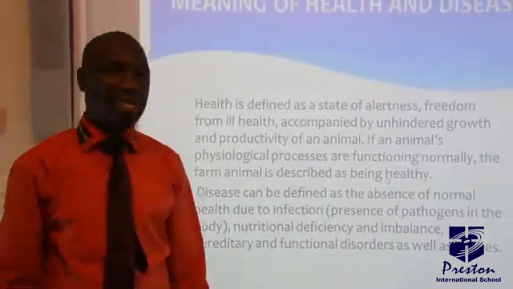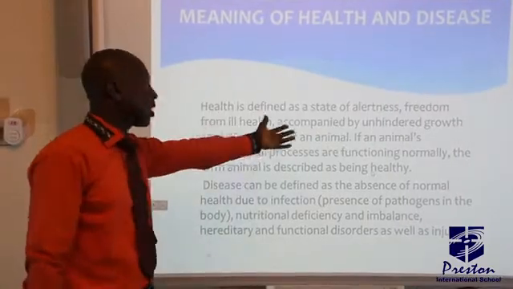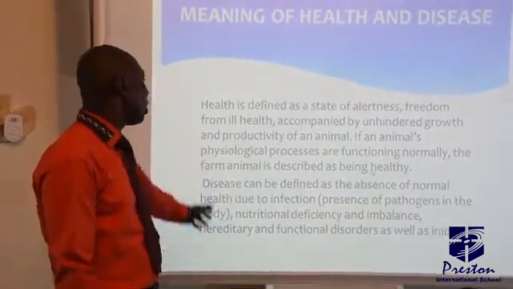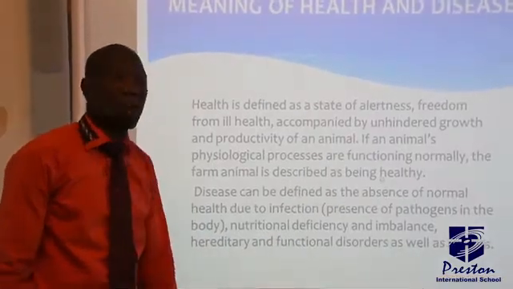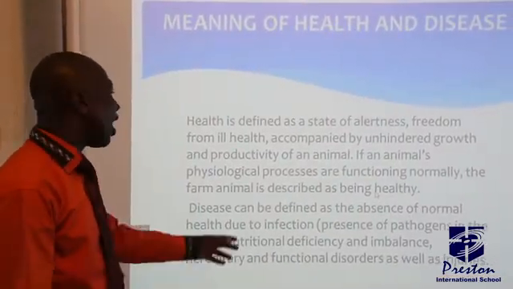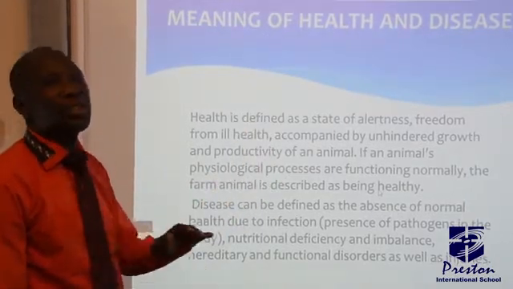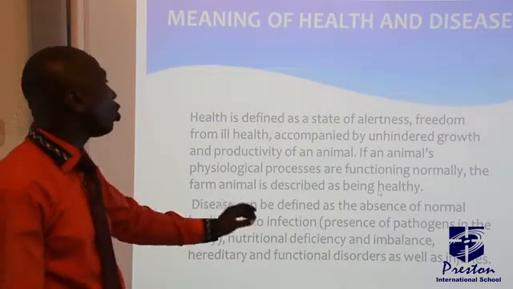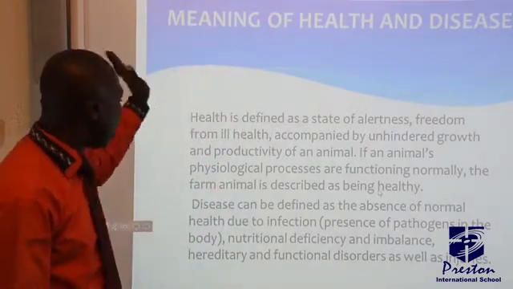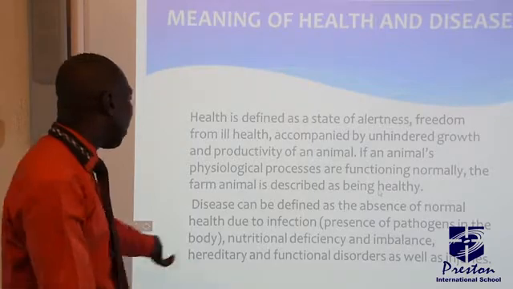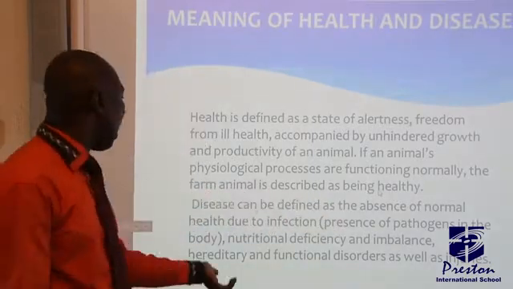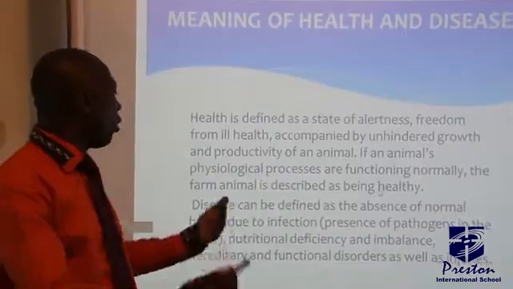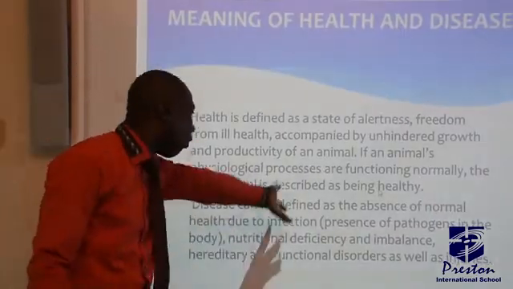Meaning of health and disease. Health is defined as state of alertness, freedom from ill health, accompanied by uninhibited growth and productivity of an animal. So for your animal to produce at its peak, at its best, that animal must be in good health. And disease can be defined as the absence of normal health due to infection. So deviation from normal health can be as a result of infection.